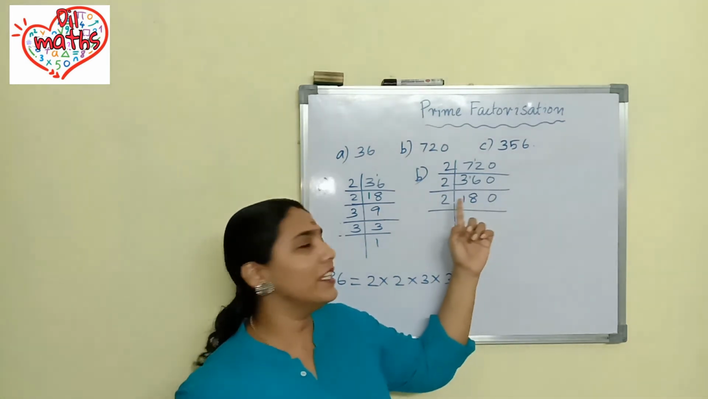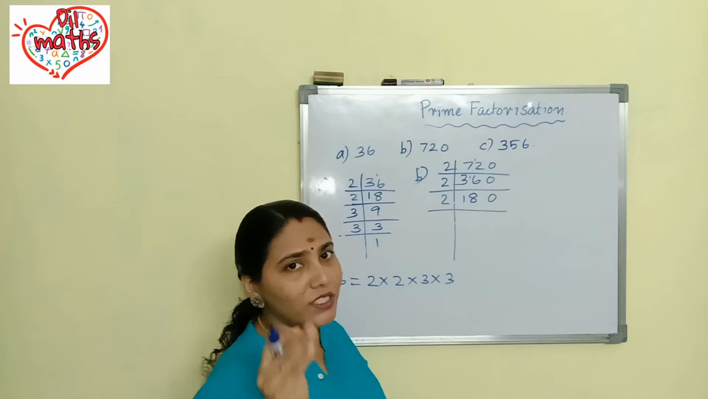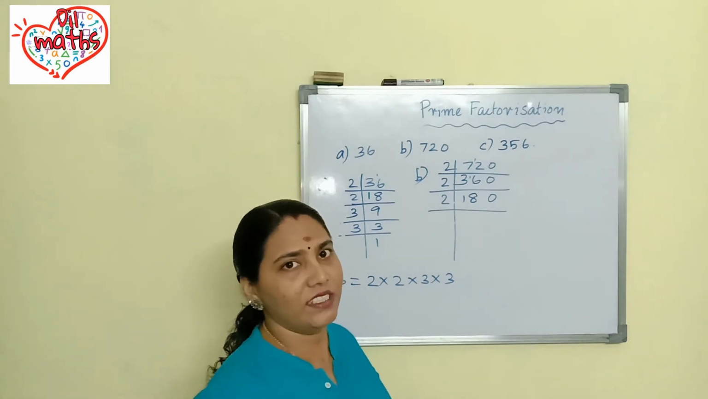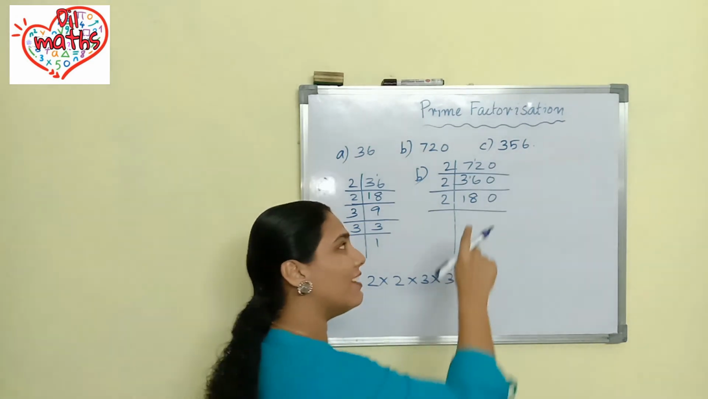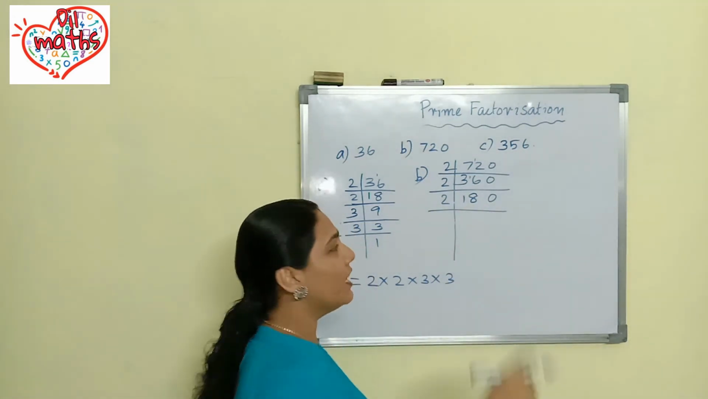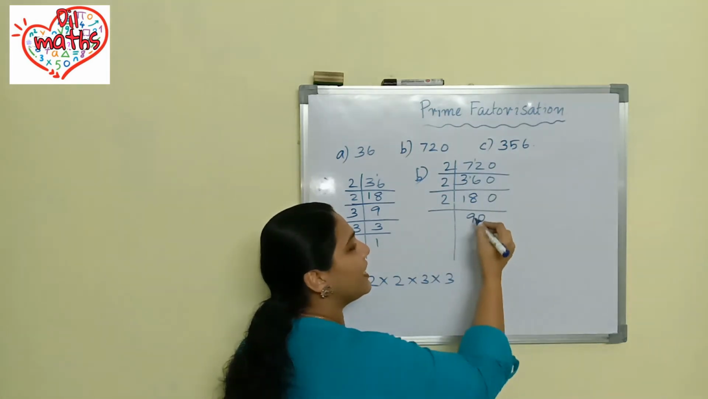Here, if you are taking only one digit, that means the leftmost digit is 1. If you are dividing that 1 by 2, is it possible? No. That's why we are taking two numbers together. So we should take 18 together. 18 divided by 2 is 9. So we will get 90.